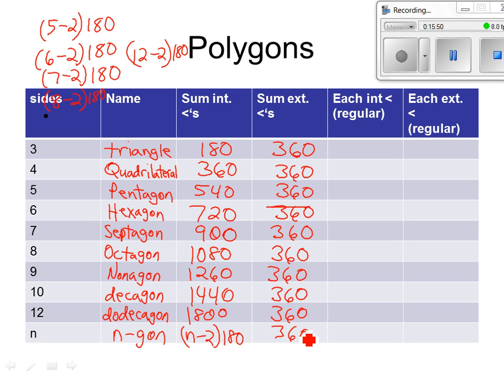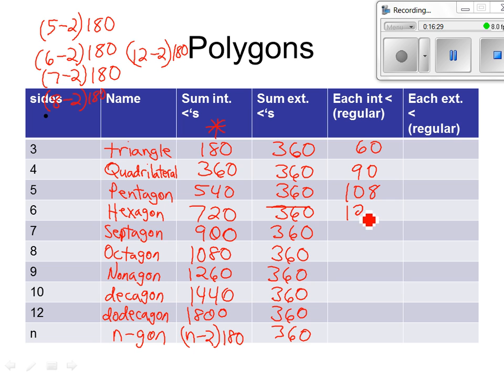Each interior angle, if it's regular, all you're going to do is go back over here to that column and divide that answer by the number of sides. So 180 divided by 3 gives you what? 60. So each interior angle of a regular triangle has to be 60 degrees. 360 divided by 4 is what? 540 divided by 5 is 108. This is each angle if the shape is regular. So up here, if we look at this pentagon, every one of those angles is 108 degrees.